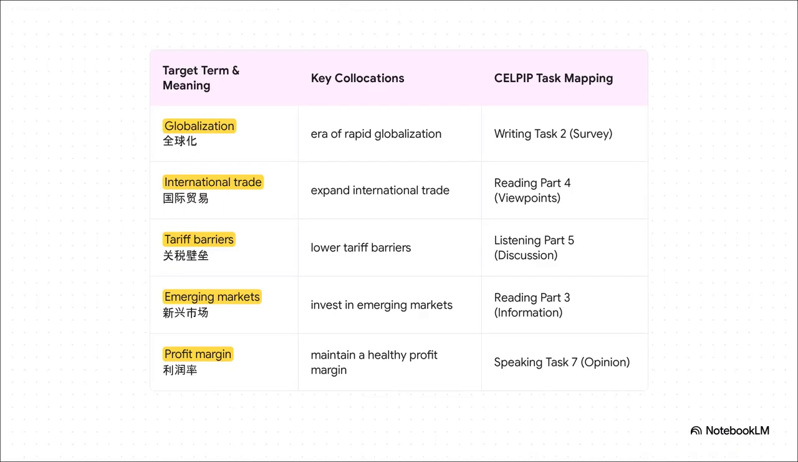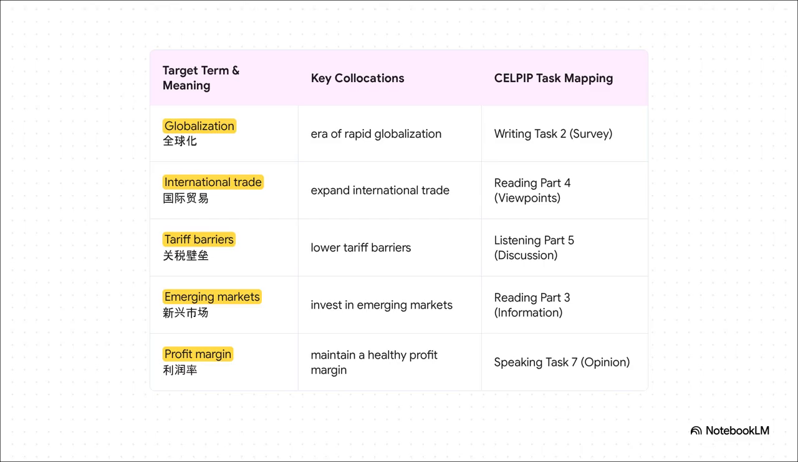Kicking off our business section, globalization. Globalization, 全球化. Frame your writing task 2 arguments around our era of rapid globalization. It really sets the stage. Next, international trade. International trade, 国际贸易.